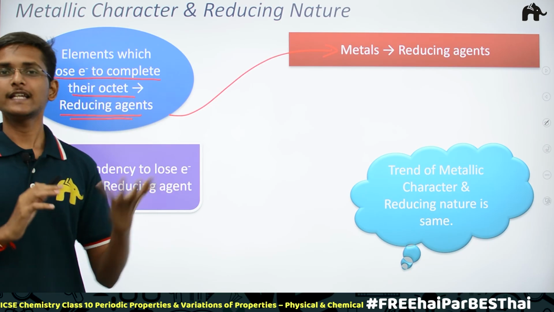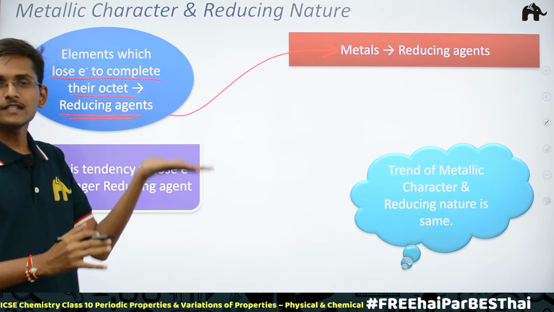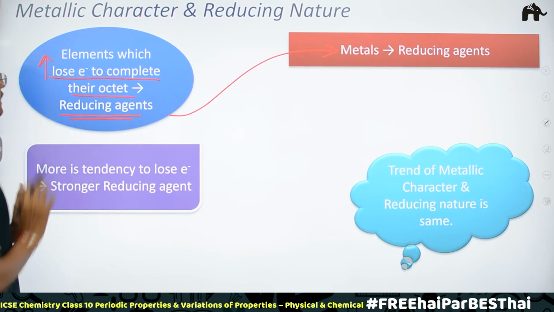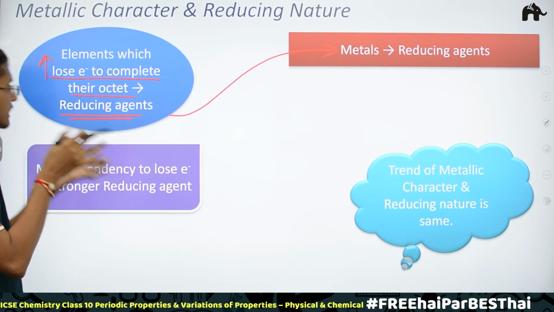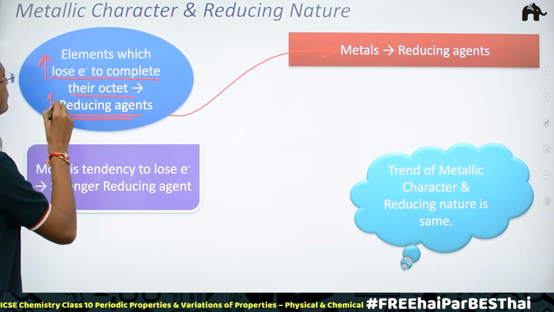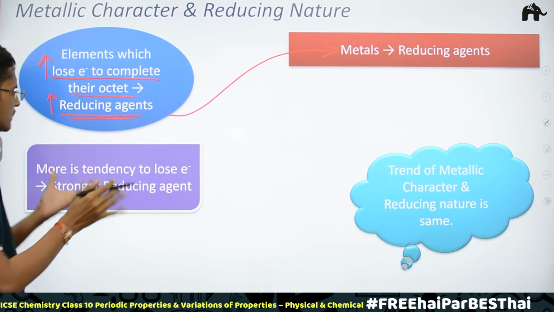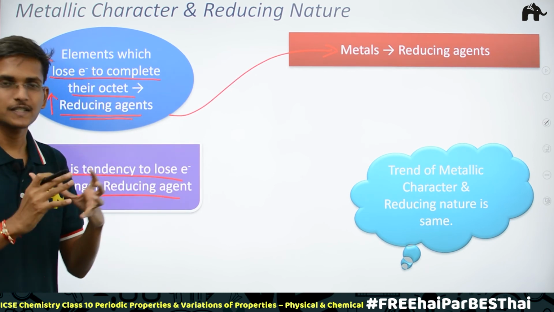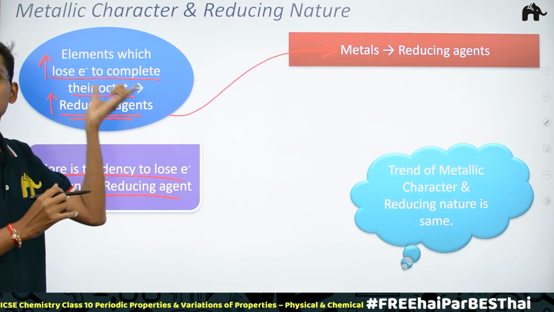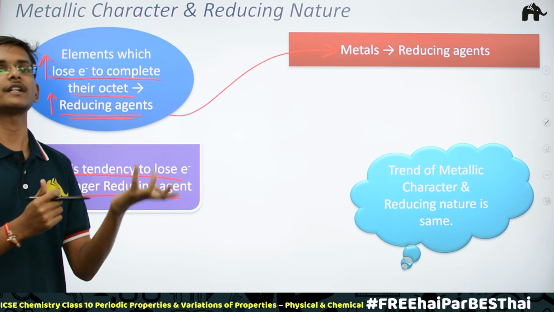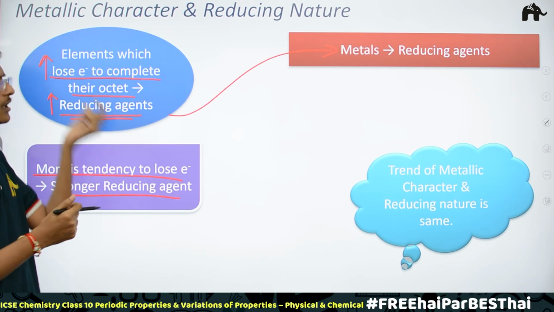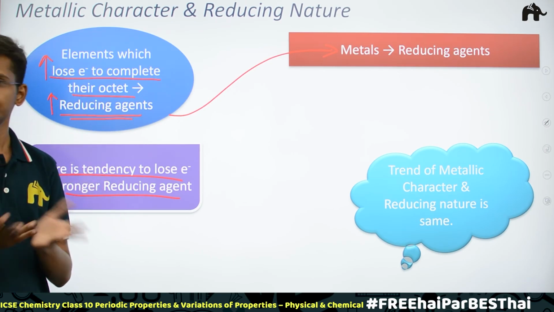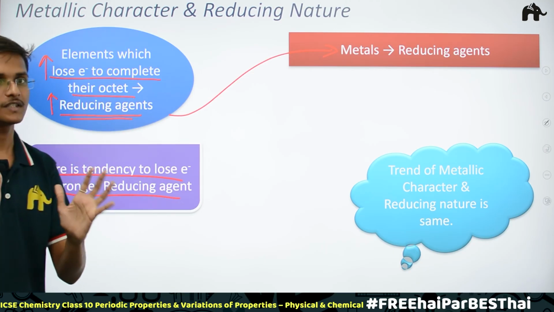If an element has more tendency to lose electron, we can say that element is a strong reducing agent. Very simple to remember. What you have to just understand is the tendency to lose the electron. If an element is showing tendency to lose electron, it is a reducing agent, right? The more the tendency to lose electron, the stronger is the reducing agent. Simple. So you have to remember this very clearly.